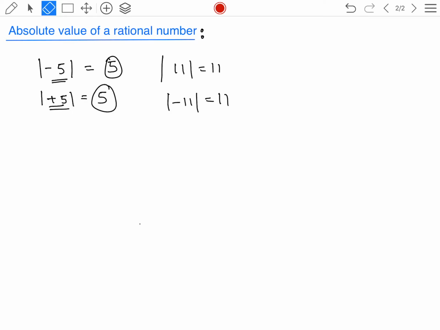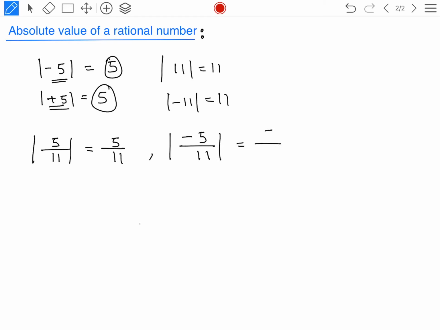So in case of rational numbers, it becomes the same. See, if I write the absolute value of 5 by 11, the absolute value of 5 by 11 will be 5 by 11. Okay, what will be the absolute value of minus 5 by 11? Same, you will just remove the sign. If you remove the sign, it will become 5 by 11. Understood? So this is the concept of absolute value.